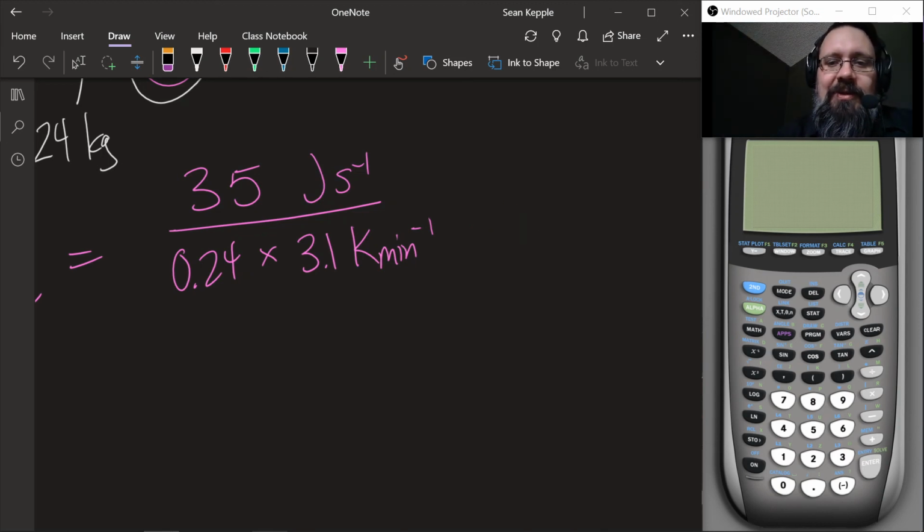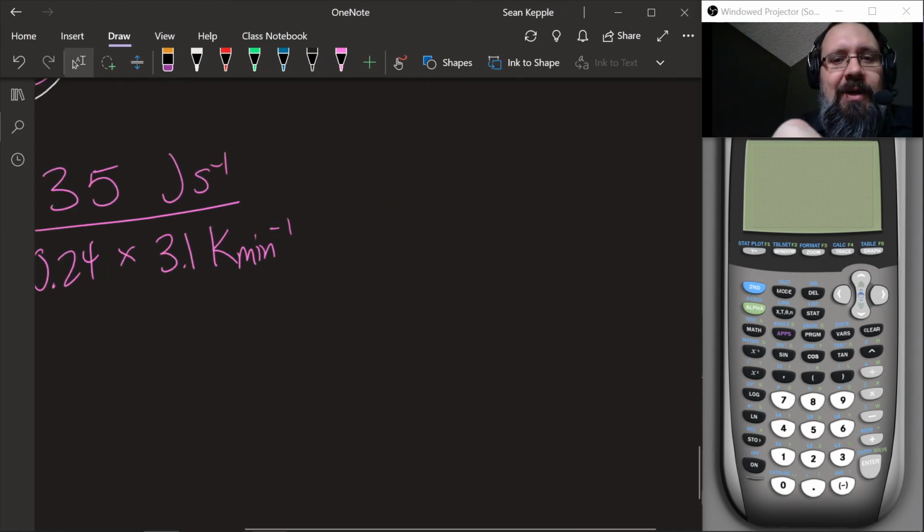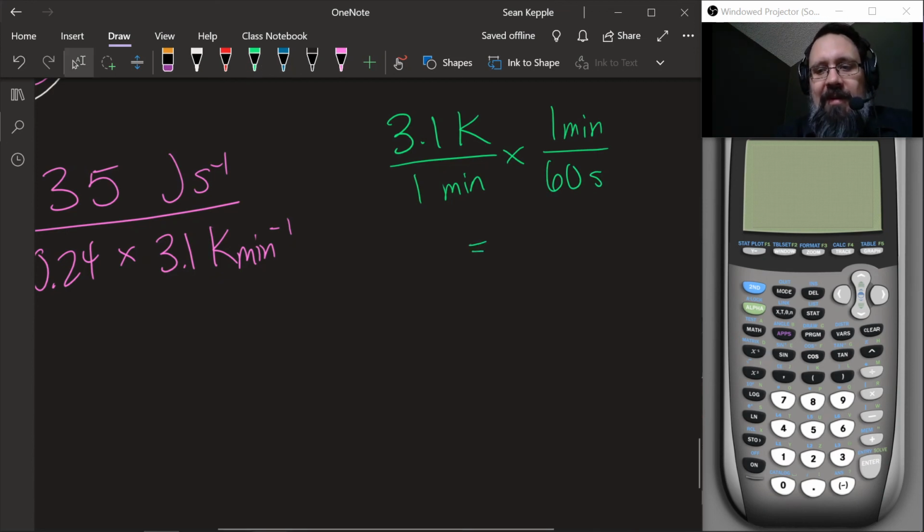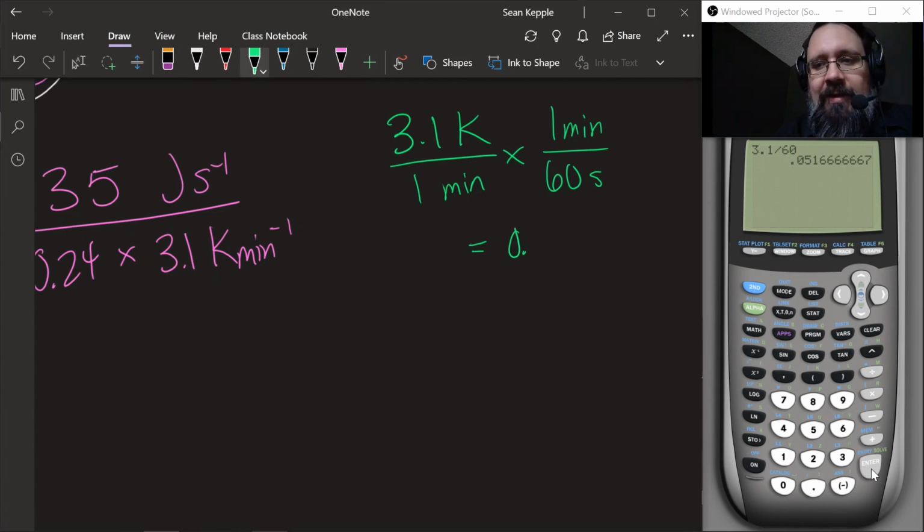So let me just do this off to the side. It'll make more sense. So 3.1 Kelvin in 1 minute. If we multiply by 1 minute is 60 seconds. Here we go. So that's going to give us 3.1 divided by 60. So it wasn't times 60. I had a feeling it wasn't times 60. It's divided by 60. So 3.1 divided by 60 is 0.05167. And that's going to be Kelvin per second.